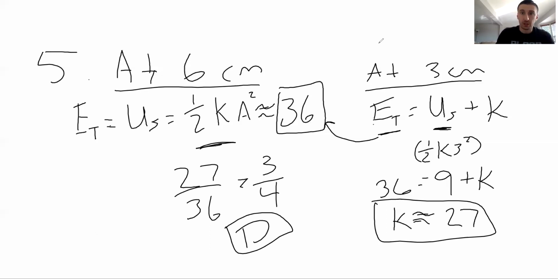Good. All right. Number 6. Let's keep on rolling. It says, what is the total energy of a 1 kilogram object on a horizontal spring with an amplitude of 0.1 meters and a frequency of 5 hertz?